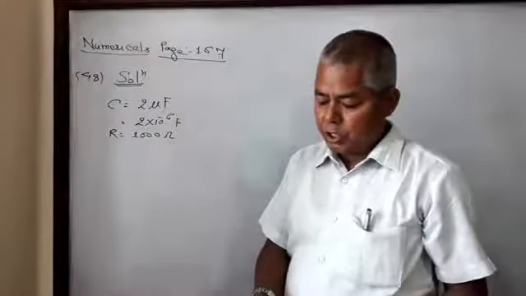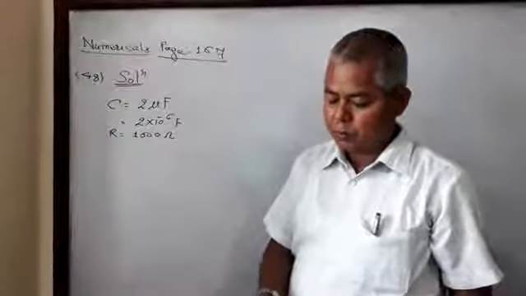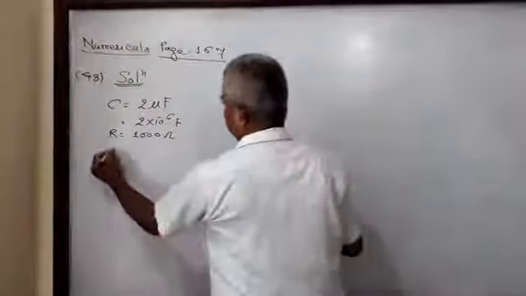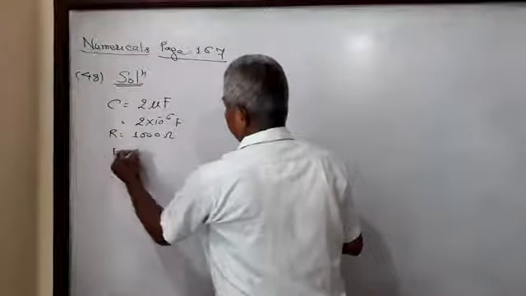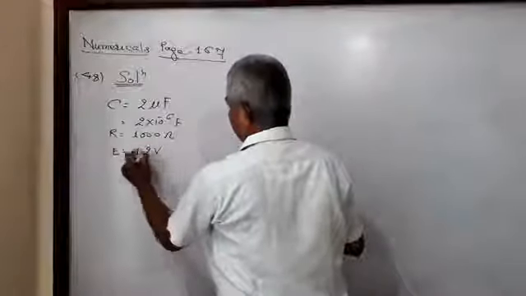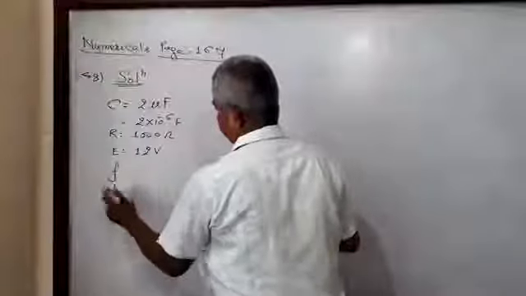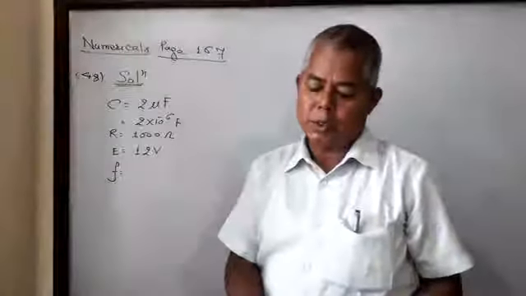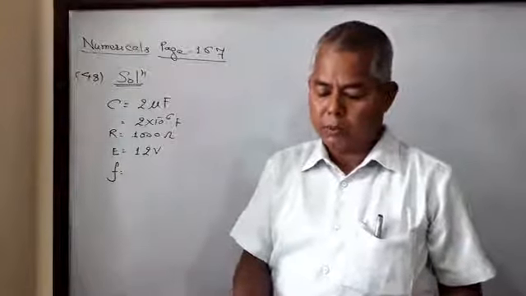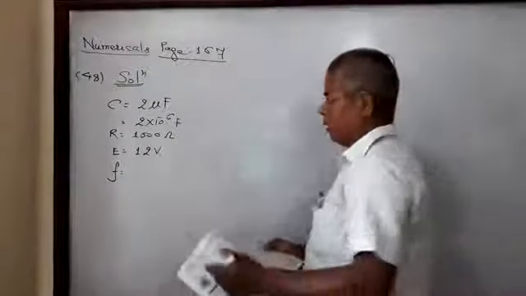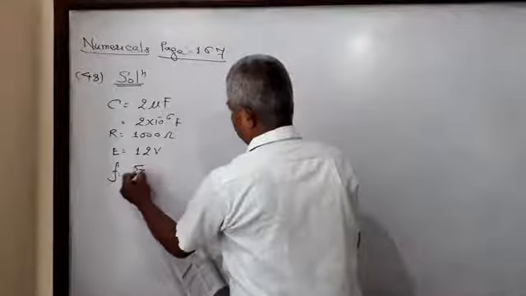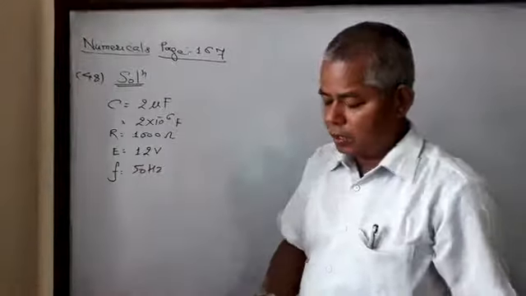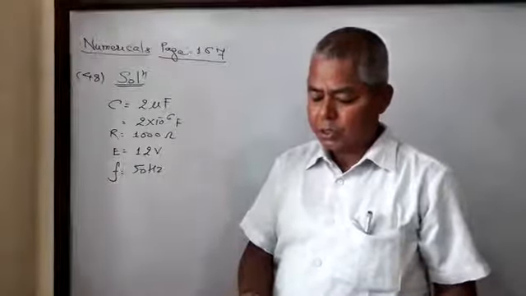An alternating EMF of 12 volt. An alternating source has EMF equal to 12 volt and whose frequency F has the given value 50 hertz is applied. Find the voltage across capacitor and phase angle.